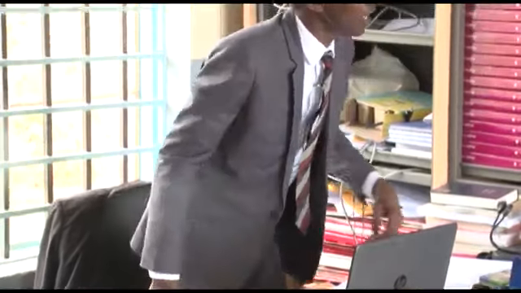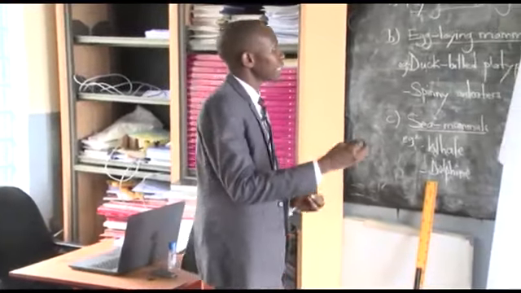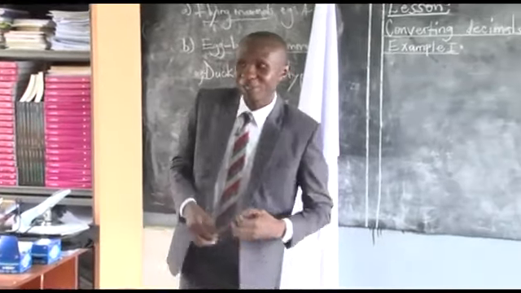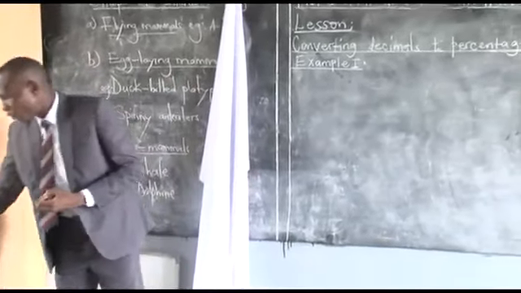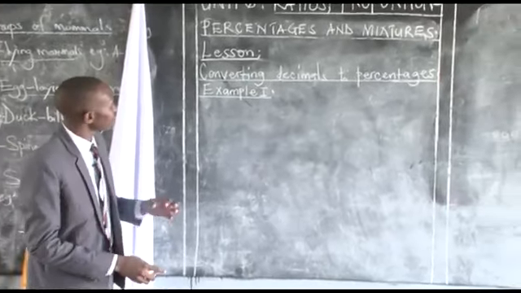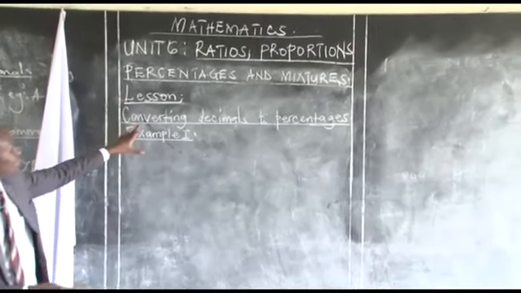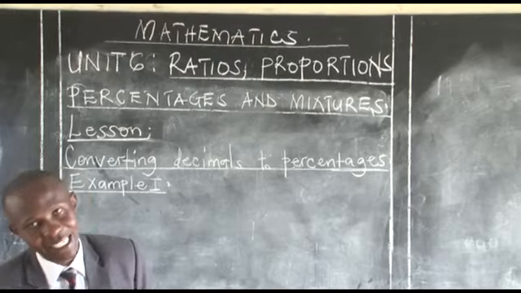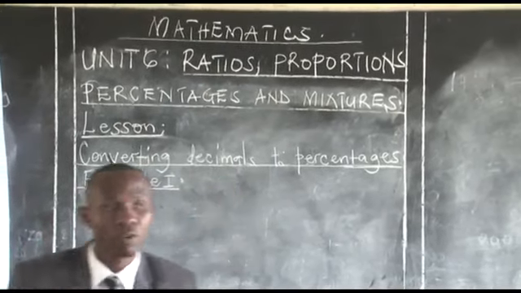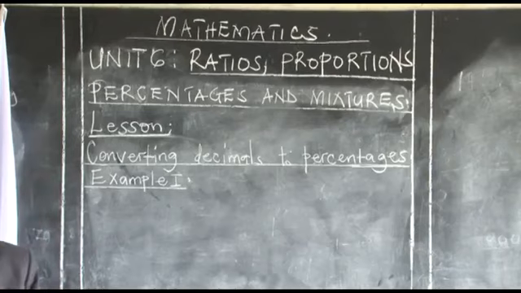Let's kick off straight away to the lesson. Last time, in a previous lesson, I said we are going to handle Unit 6, which deals with ratios, proportions, percentages, and mixtures. Last time we were looking at how we can convert percentages into decimals. Today it is another lesson which is also related to what we did, but just a matter of playing with the digits around. Today's lesson, I want us to look at how to convert decimals into percentages. How can we convert a decimal number into a percentage?